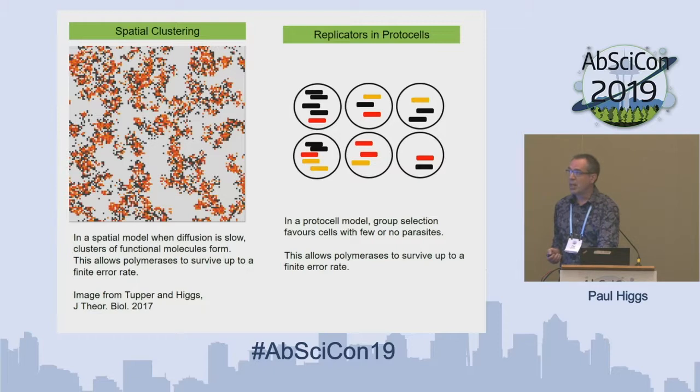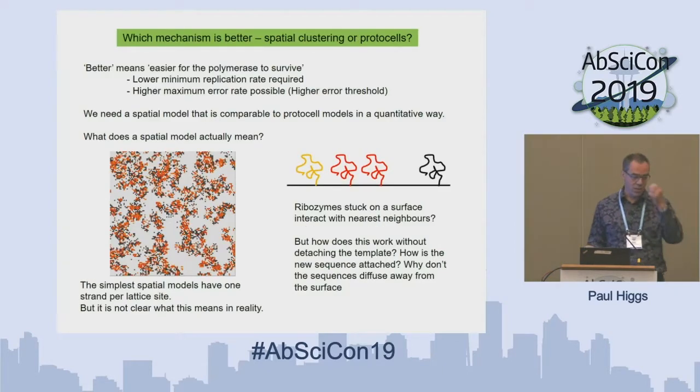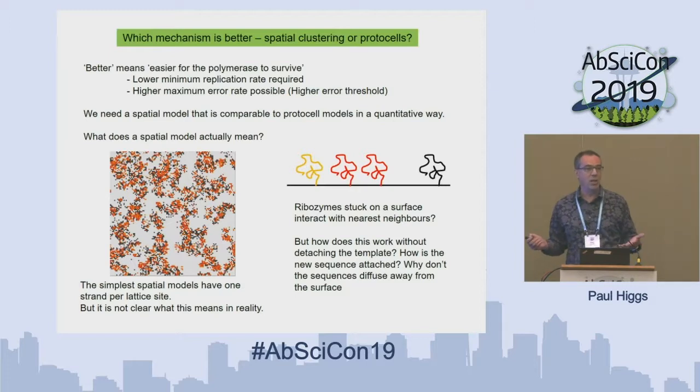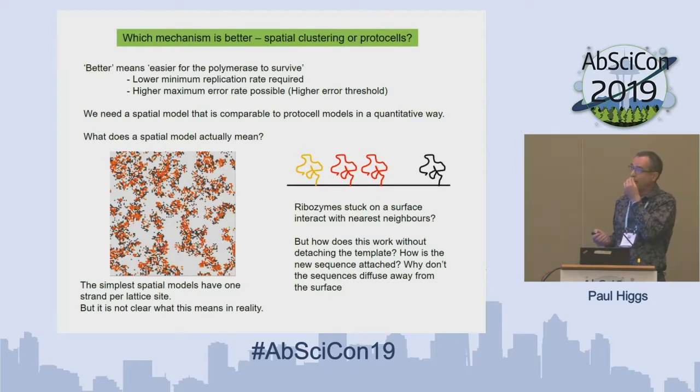All that has been fairly well studied, but the problem is it's apples and oranges, right? The question for this talk is, which of these two mechanisms is better? And by better, I mean, which makes it easier for polymerases to survive? That means a lower minimum replication rate is required, so it's easier to find a functional catalyst that works. And in a better model, the error rate that is tolerated is higher. It's a higher mutation rate, a higher error threshold, okay?